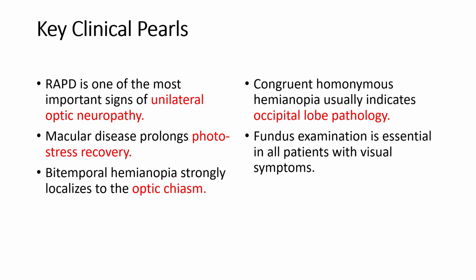Key clinical pearls. RAPD is one of the most important signs of unilateral optic neuropathy. Macular disease prolongs photostress recovery. Bitemporal hemianopia strongly localizes to the optic chiasm. Congruent homonymous hemianopia usually indicates occipital lobe pathology. Fundus examination is essential in all patients with vision symptoms.